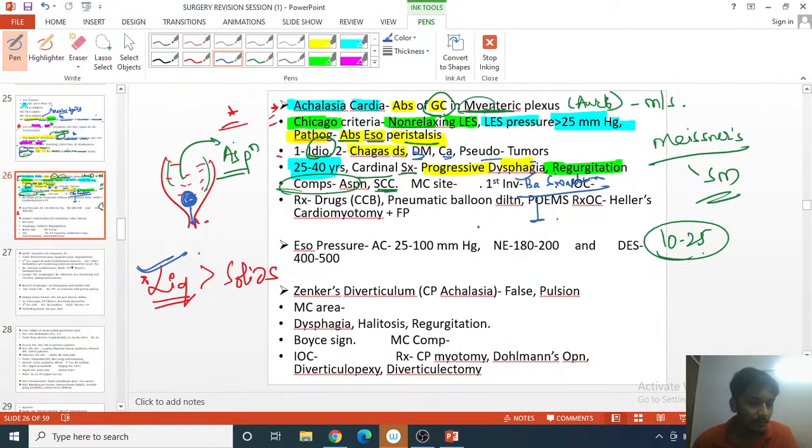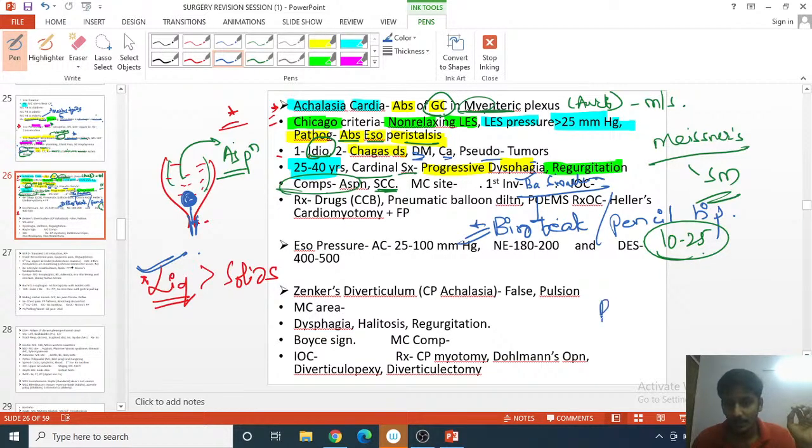And very characteristic sign. Which sign is seen on barium swallow in achalasia? What do you see here? This is your, yes, it is your bird beak sign. Okay, it is your bird beak or pencil tip sign. Please remember, pencil tip or bird beak sign on a barium swallow is seen in achalasia cardia.